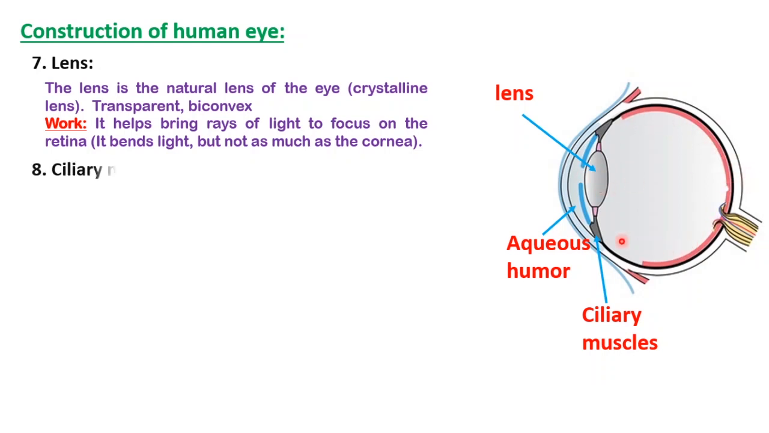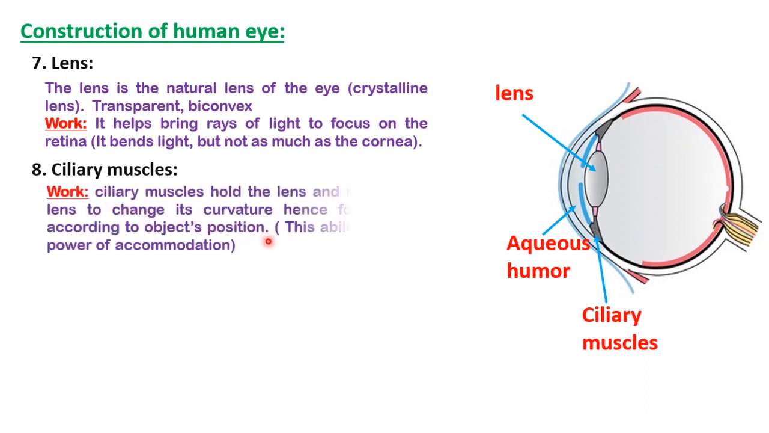Okay, clear? So next is ciliary muscles. What is the work of these ciliary muscles? First, the work is to hold the lens. It holds the lens and it can change the shape of the lens. Shape of the lens means it can change the focus, or we can say curvature of the lens. Clear? So ciliary muscles can change the size and shape of the lens, so that it can form image on the retina.